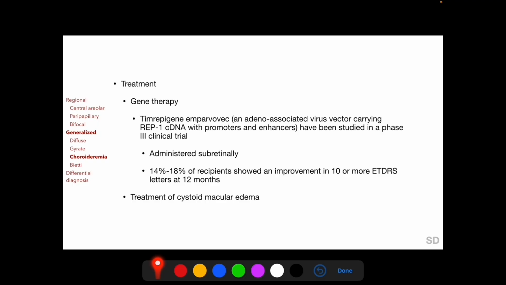But this therapy has not been approved by FDA because only very few recipients in this trial showed an improvement of 15 or more letters. And cystoid macular edema, when detected in a patient with choroideremia, should also be treated.